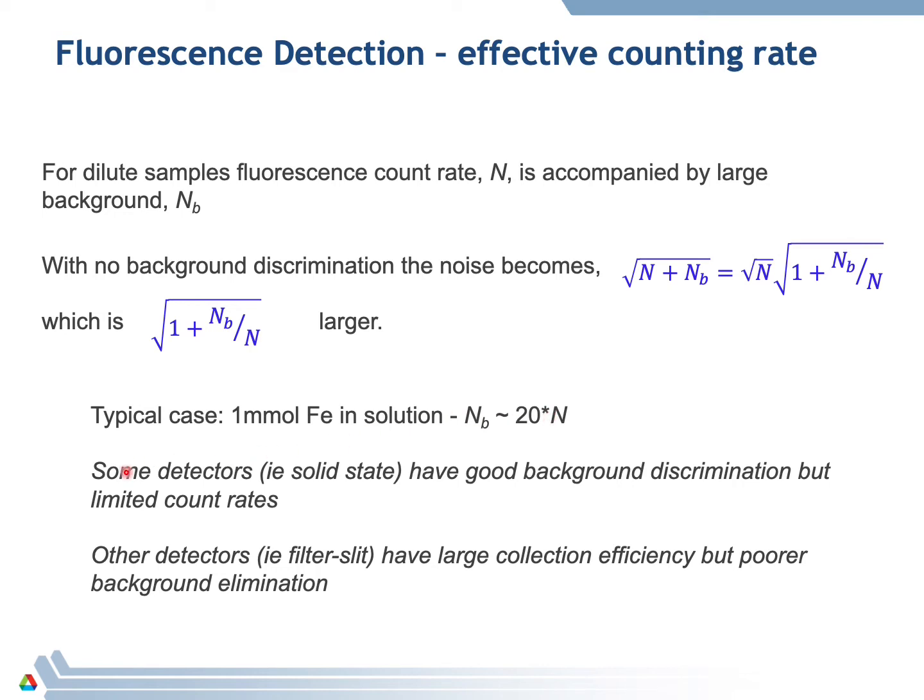Now, we can use detectors to try to just detect N and not detect the background. So a solid-state detector is one way. You'd probably be familiar with that, a germanium or a silicon drift detector. It can have very good background discrimination, so it can eliminate a lot of the background, but they are limited in the total counting rate. So if there's a huge background, a lot of that total count rate the detector can handle will be taken up by the background. So you might have still fairly small counts for the signal of interest.